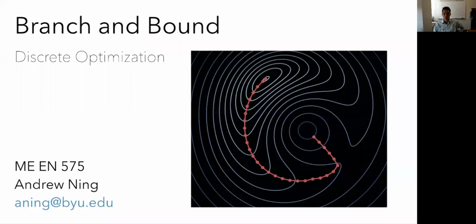Today we're going to talk about the branch and bound method. This is a well-known and popular method for discrete optimization. It can be kind of a general purpose method, although it's more effective for certain classes of problems. We'll talk about that today.